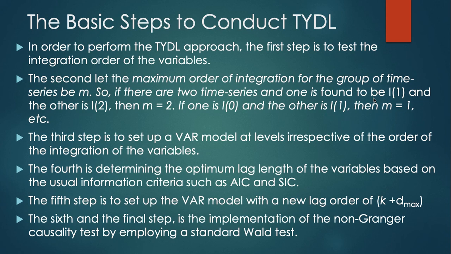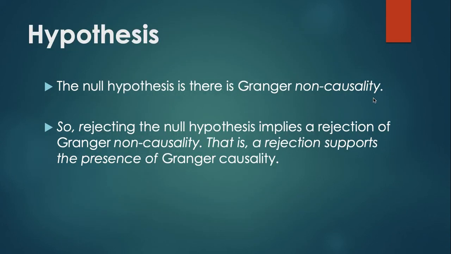So what is the null hypothesis? The null hypothesis is that there is Granger non-causality. If we can reject that null hypothesis, then we are supporting the presence of Granger causality. So in order to have Granger causality, we need to reject the null hypothesis that says there is Granger non-causality. So this is an overview and the steps that we are going to use.